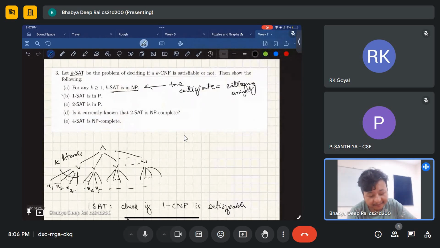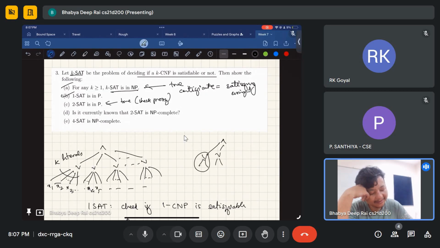So now we have 1 sat done. 2 sat is in P. I don't have enough time to do this, but this is true; check the proof somewhere. It's a reachability argument. You transform each OR clause. Every OR has two inputs, so you write it as an implication, A implies B, and then you draw a graph and check reachability. This is slightly difficult, so I won't do it right now.